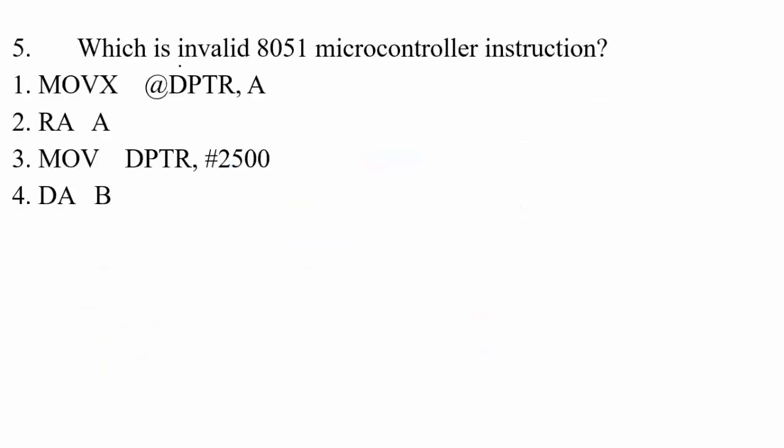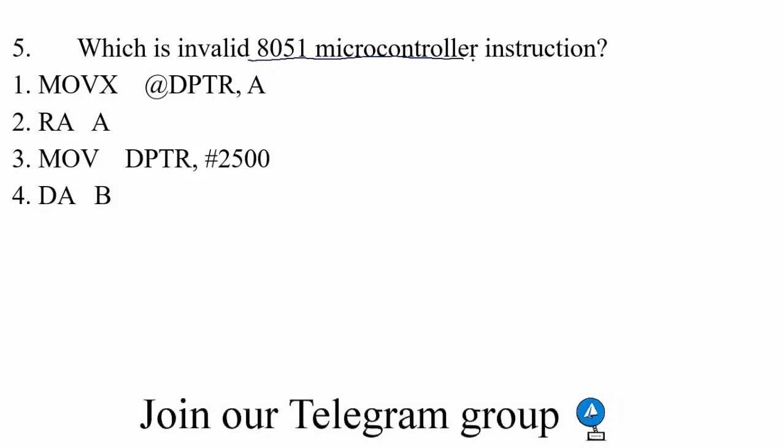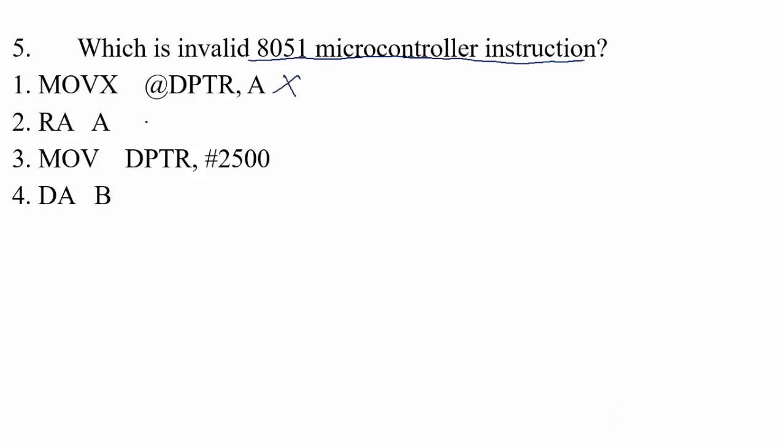In my previous video while recording, I made a mistake regarding the invalid 8051 microcontroller instruction. They are asking MOVX @DPTR, A. This instruction is a valid one. Since they are asking for an invalid one, this statement will be wrong. RRA, this statement is an invalid statement. MOV DPTR, immediate value, this statement is correct.